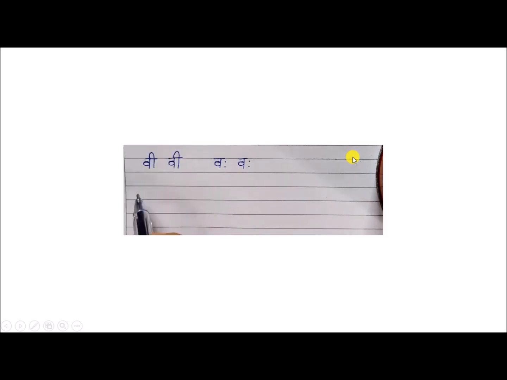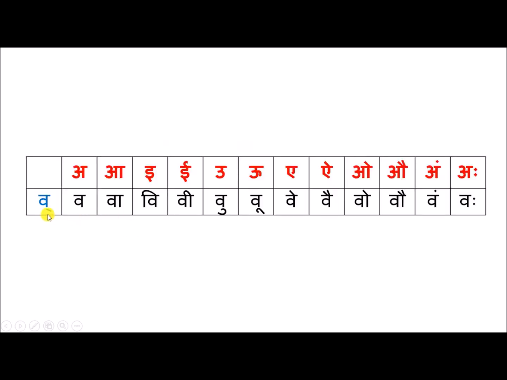Yes. So those are the sounds of V. To recap, it is V plus A equal to V, V plus A equal to Va, V plus E equal to V, V plus E equal to V, V plus U equal to Wu, V plus U equal to Wu, V plus A equal to We, V plus I equal to Y, V plus O equal to Wo, V plus Au equal to Wow, V plus anusvara equal to Vum, and V plus Aha equal to Vaha. Okay, so go ahead and practice writing and pronouncing all the sounds.